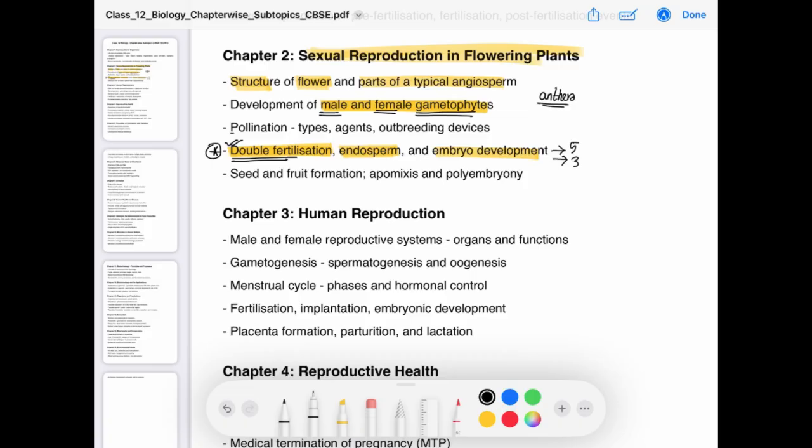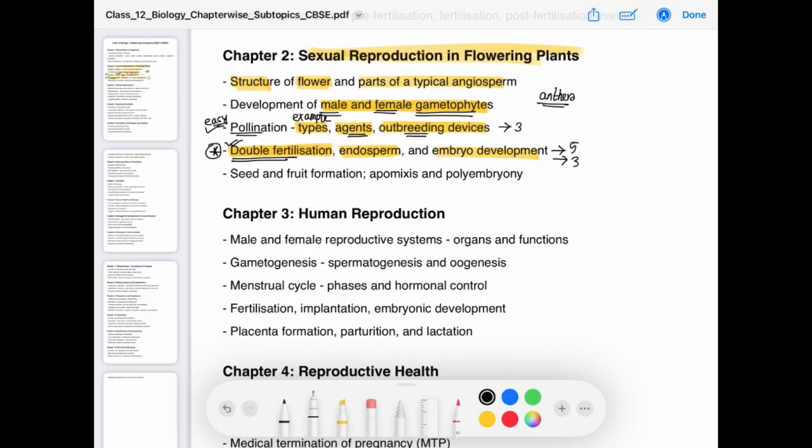Next there is pollination. This is quite an easy portion; you have been studying this since class 6. There are different types of agents, different types of pollination, and one more important thing is outbreeding devices. You have to know the examples of the types very well, the cleistogamous flower, and all those types of examples. Hydrophily, you have to know the examples properly, and the agents and the outbreeding devices. For the 3 marks, these are important.